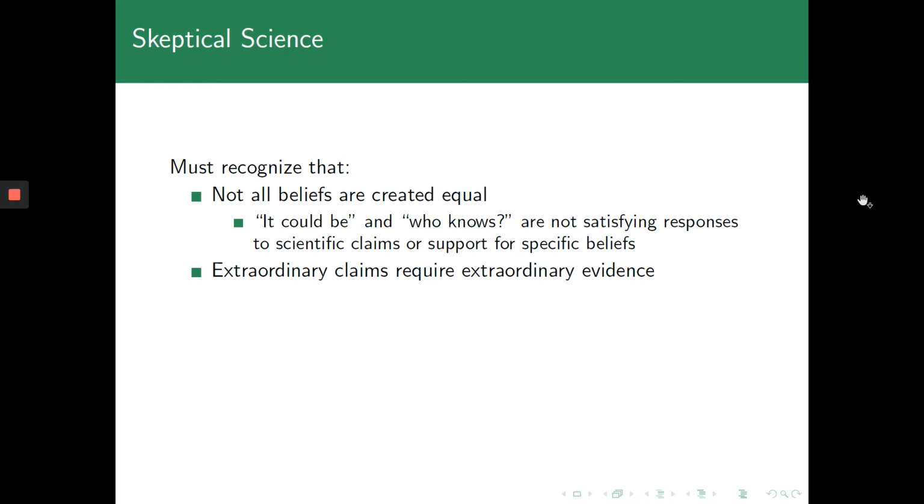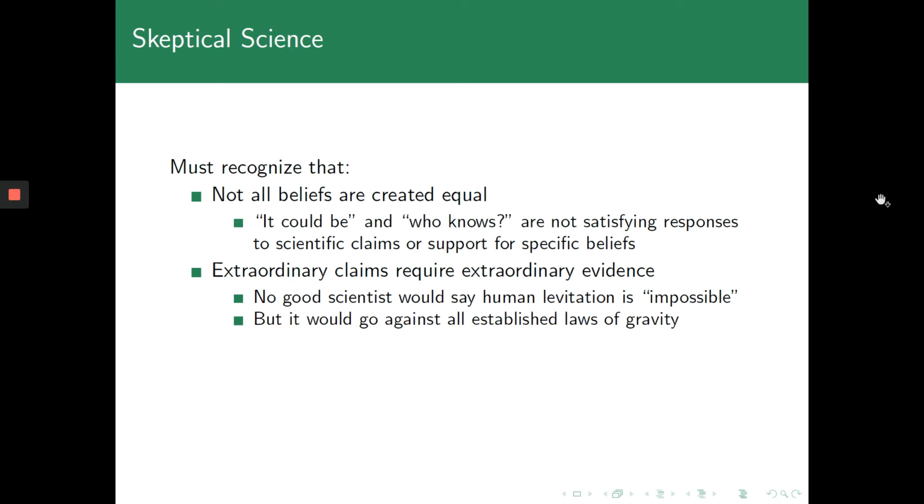Second thing is that extraordinary claims require extraordinary evidence. No good scientist would say something is impossible. Human levitation is a good example. Most scientists would never look you in the eye and say it is impossible entirely. And the reason for that is because it could happen. You never know. It just so happens that human levitation would go against all established laws of gravity. So they can say with some certainty that it's impossible. But to actually state that it was impossible is sort of a bridge too far. That's not what it means to be skeptical.